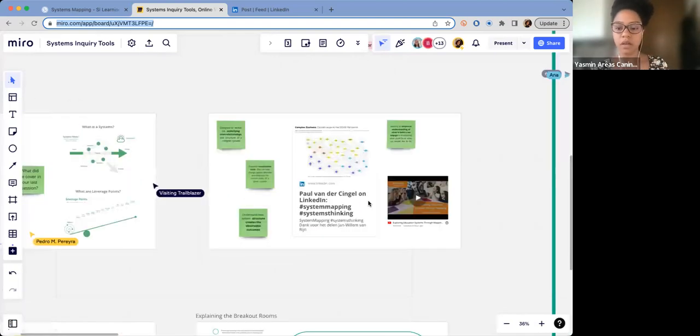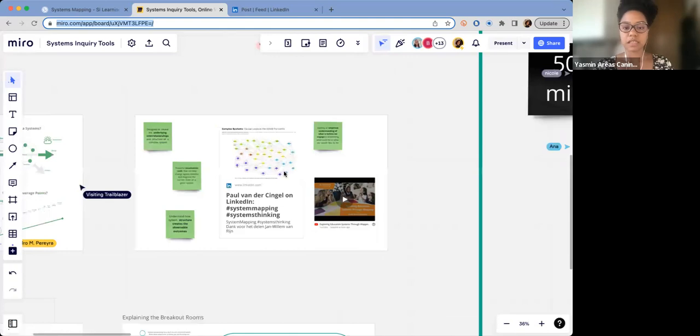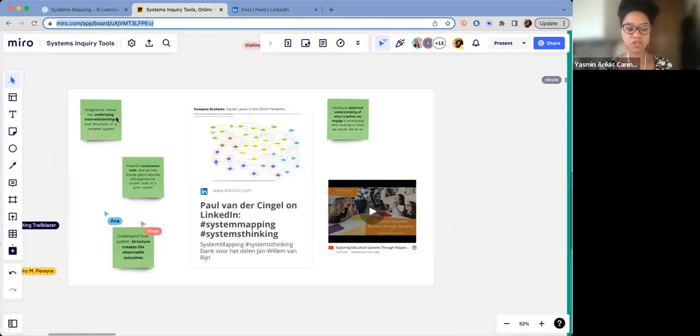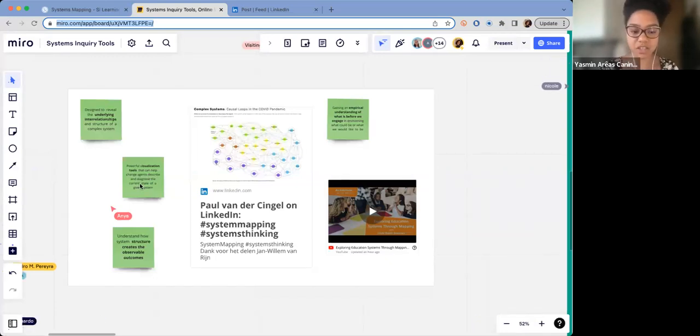Okay, so here, just an example. I wanted to just highlight again some of the main characteristics of systems mapping, right? So systems mapping maps are designed to reveal underlying interrelationships and structures of a complex system. So they are a very powerful visualization tool that can help change agents describe and diagnose the current state of a given system.